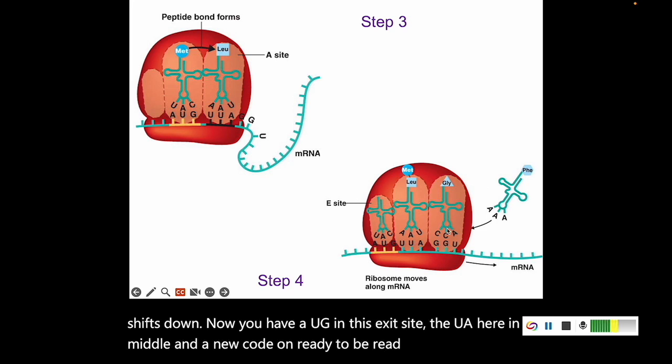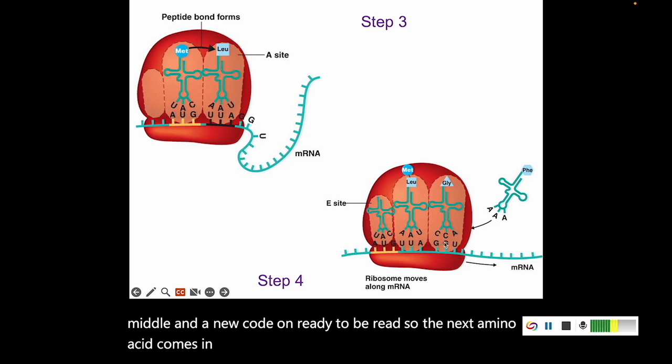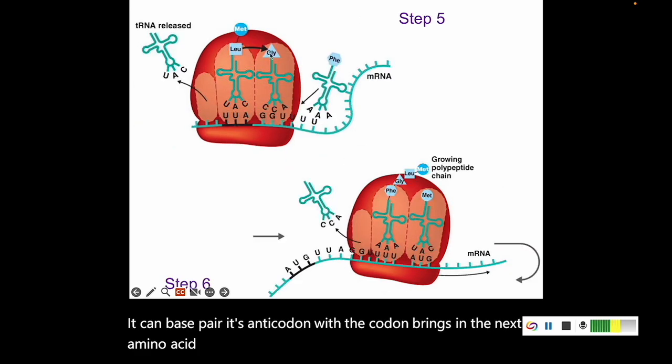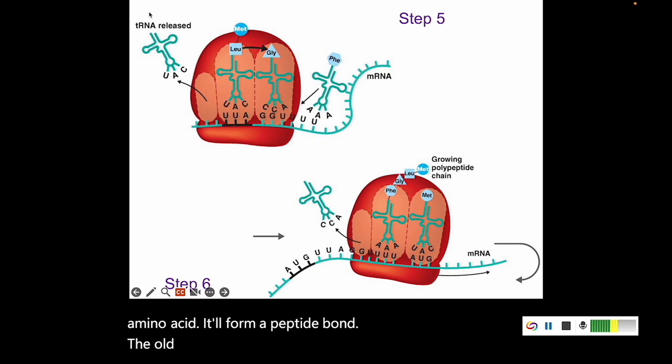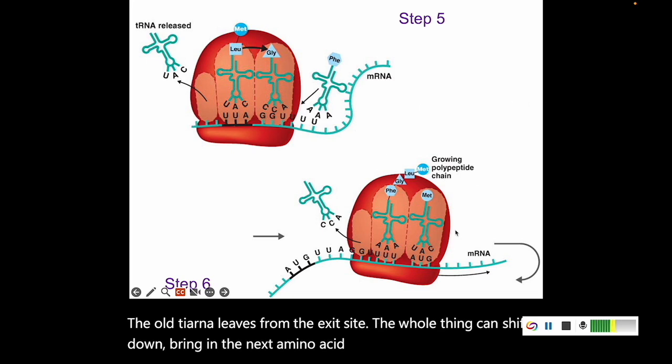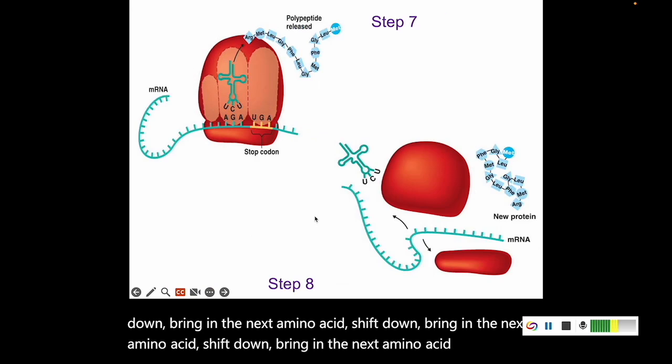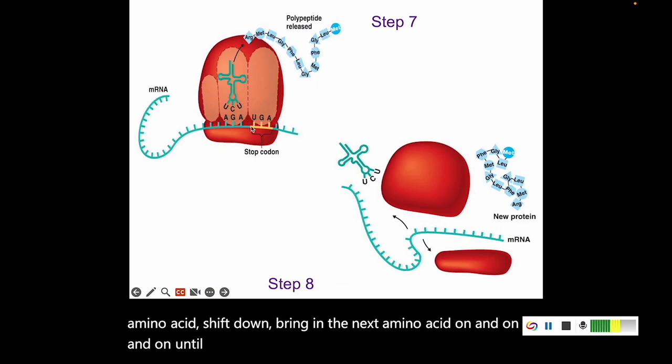So the next amino acid comes in. It can base pair its anticodon with the codon, brings in the next amino acid. It'll form a peptide bond. The old tRNA leaves from the exit site. The whole thing can shift down, bring in the next amino acid. Shift down, bring in the next amino acid. Shift down, bring in the next amino acid. On and on and on until you get to a stop codon.